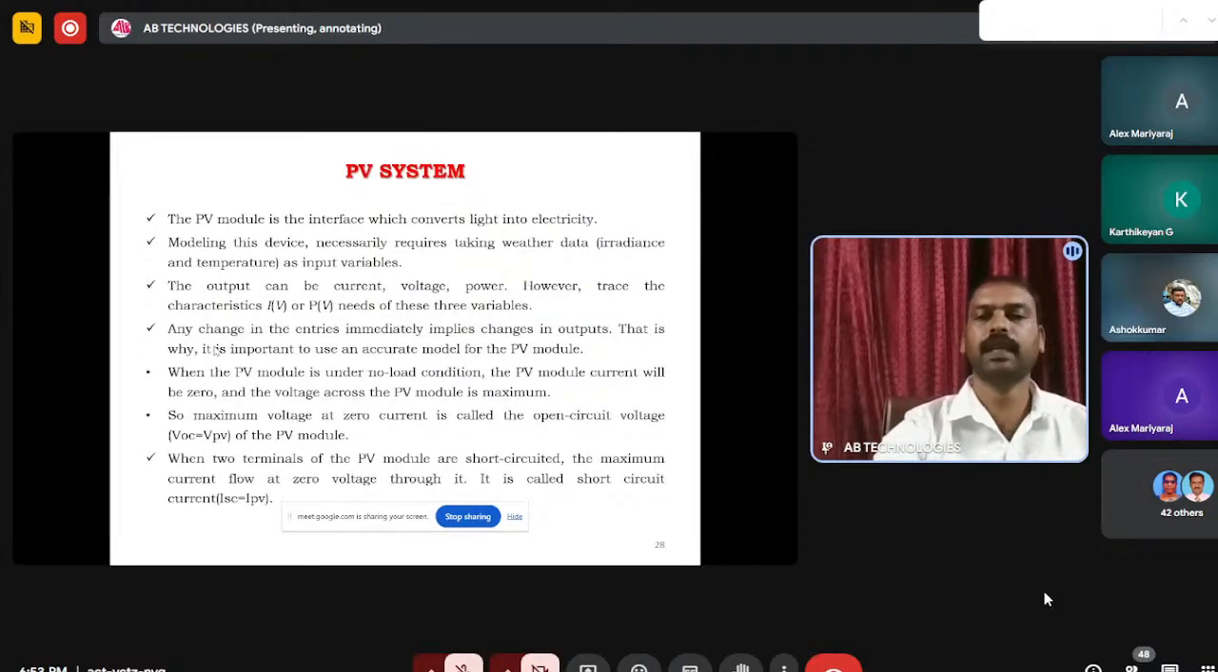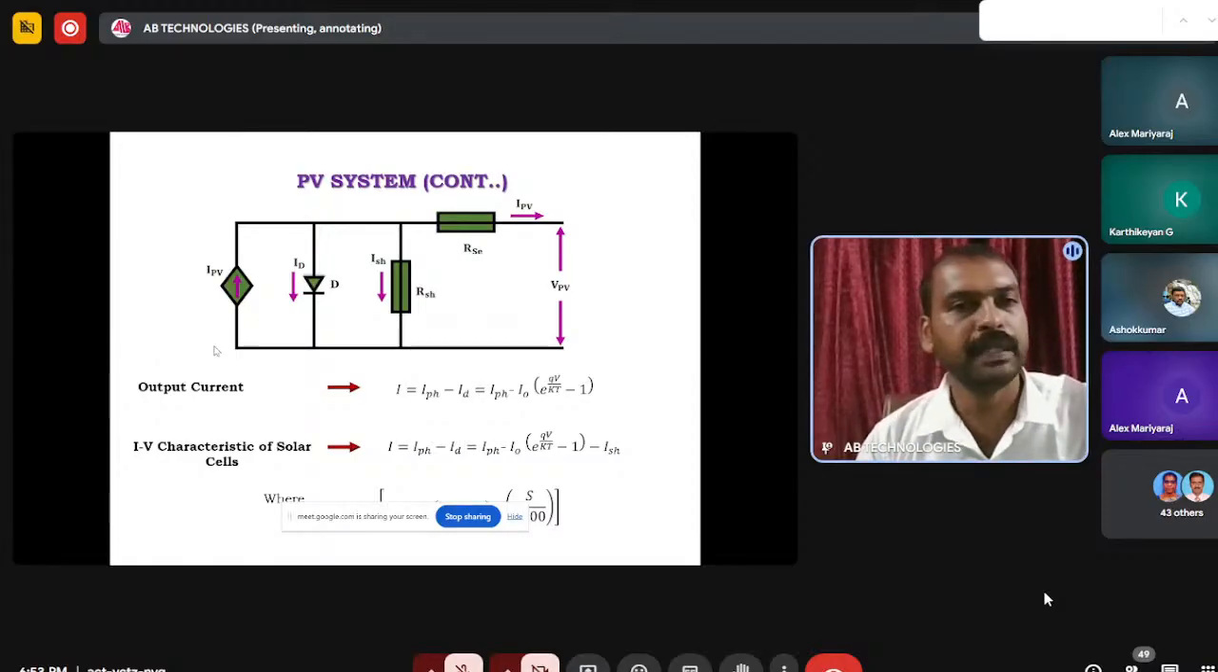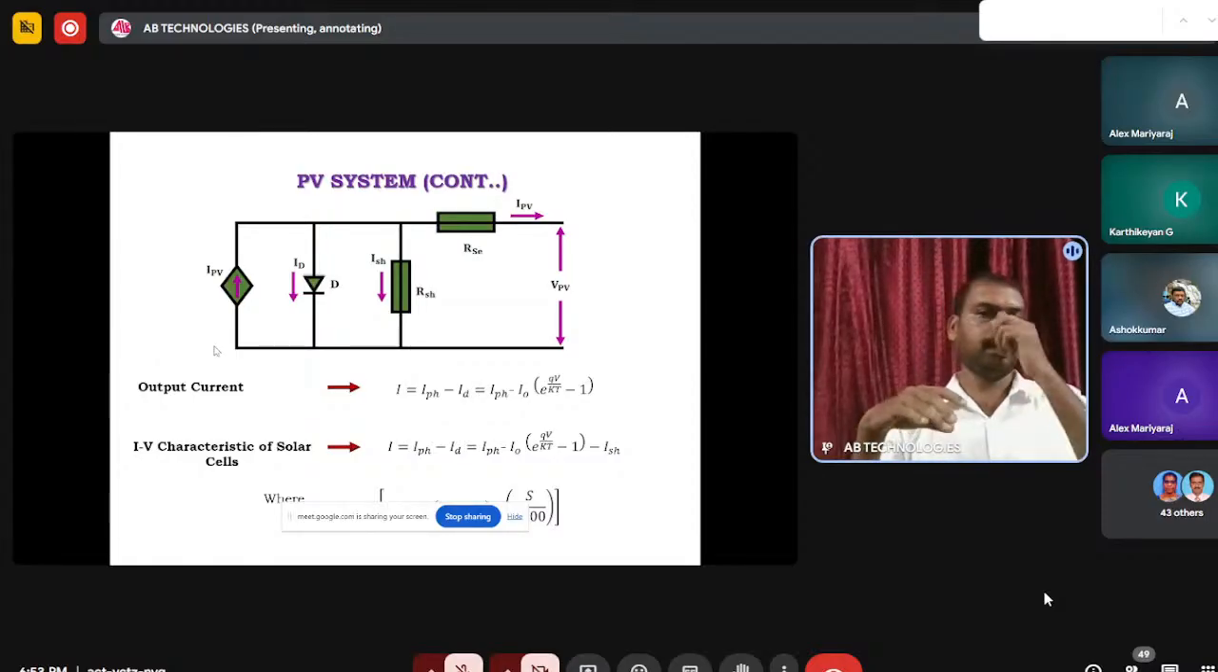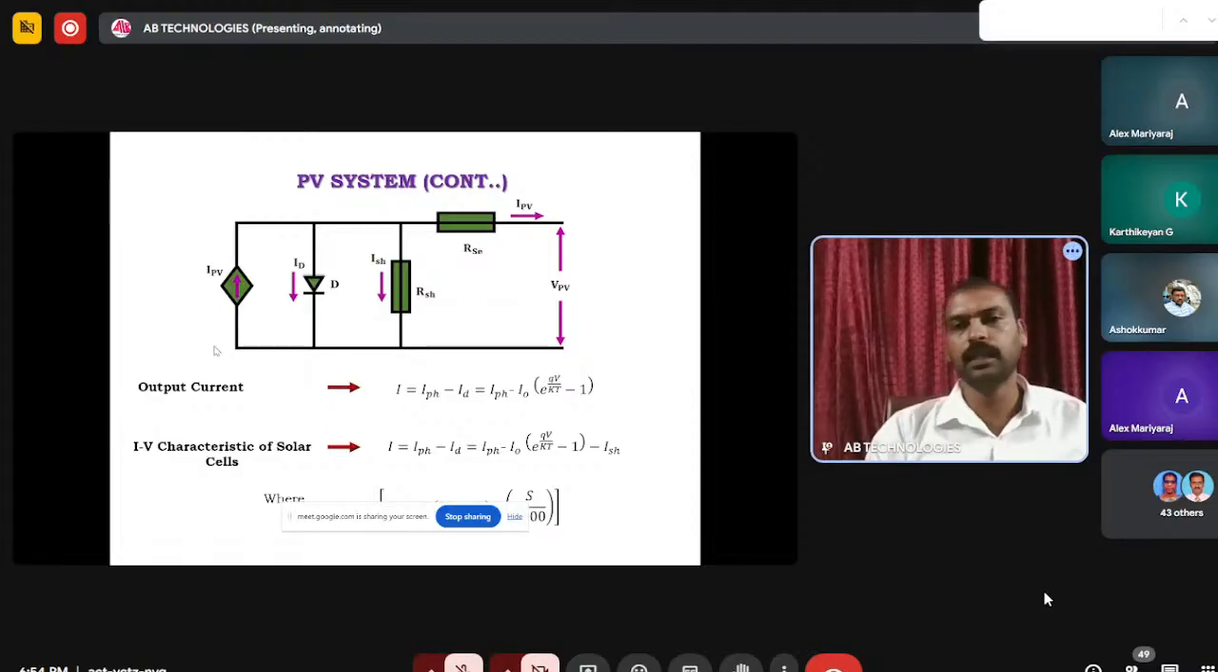So next I will explain about the PV panel. So this is the PV system. The PV system consists of two materials. First one is an insulator and another one is a conductor. For the conductor you have two choices, copper as well as aluminium. Compared to copper, the cost of aluminium is very less.